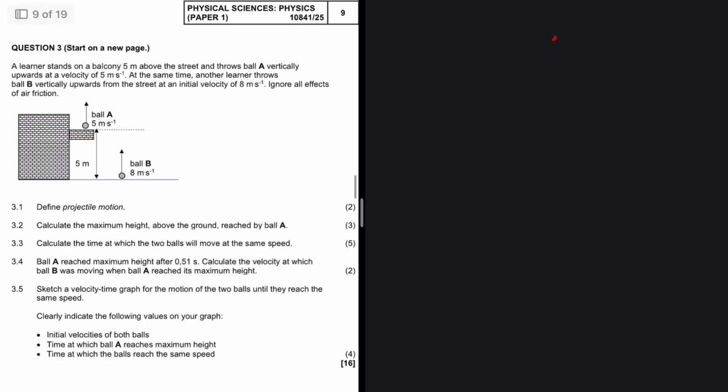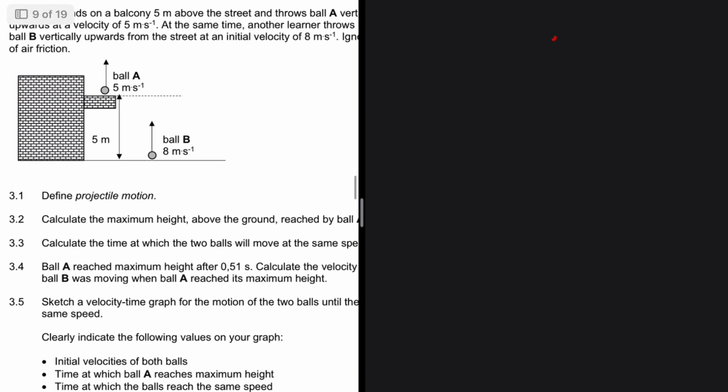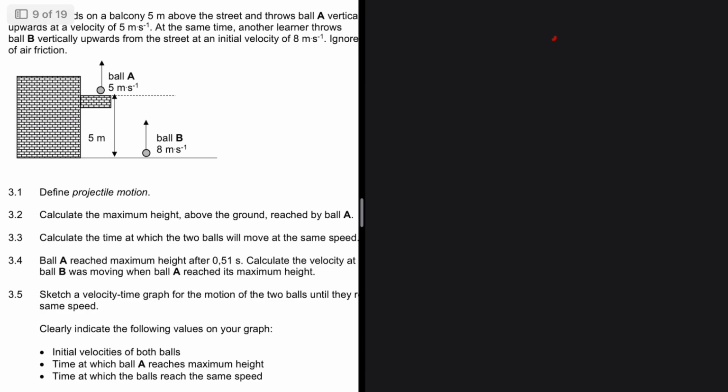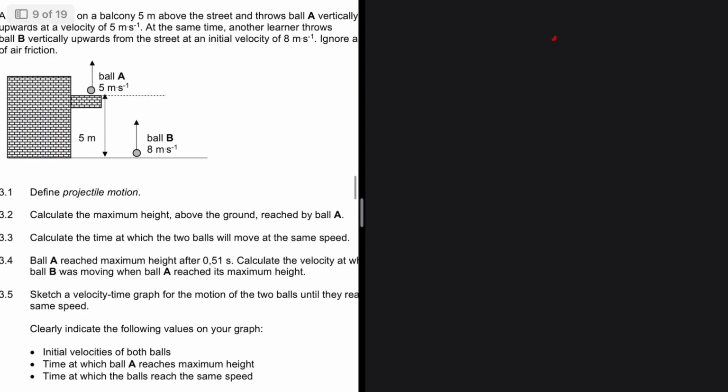Alright, and we're given a sketch, quite neat. It shows us exactly what is going on. I don't think there's a need for us to create another sketch. So the first question, 3.1, define projectile motion. I'll let you do that. Let's take a look at 3.2. Calculate the maximum height above the ground reached by ball A.